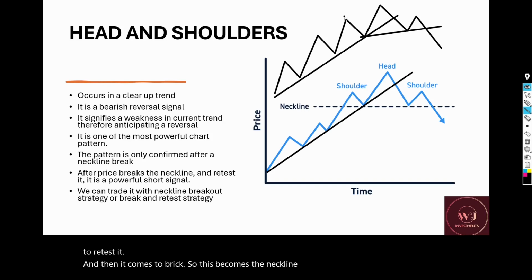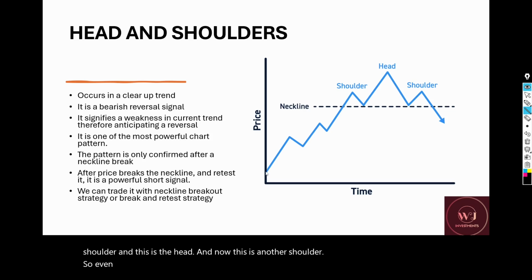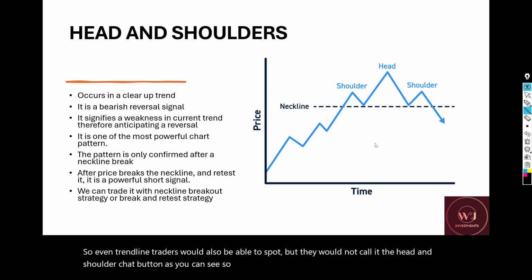And you can see that this is the shoulder, and this is the head, and now this is another shoulder. So even trendline traders would also be able to spot it, but they will not call it the head and shoulder chart pattern, as you can see. So we are going to be looking at candlestick charts to be able to spot it.